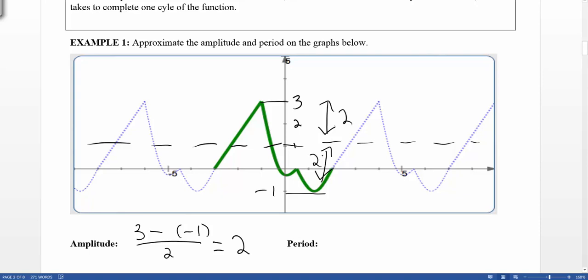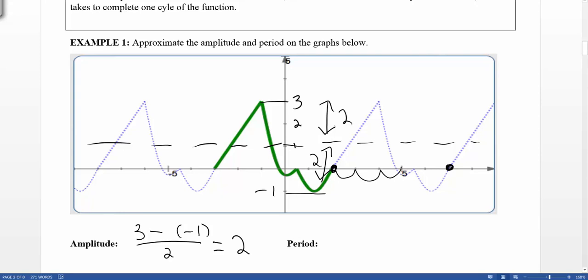My period is how long it takes for my function to repeat. So what I need to do is find a starting point for my function and then figure out where it starts to repeat. And I can do this at any point on my function. So here, if I start here at this first blue dotted line after the green, I can see how long it takes to get to the point where it starts to repeat.